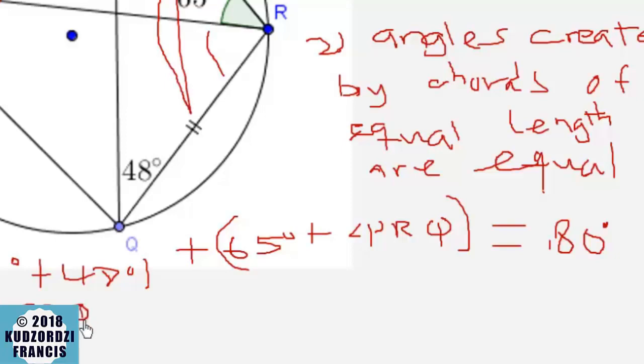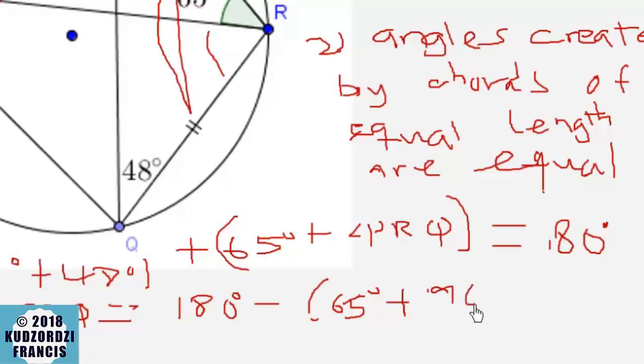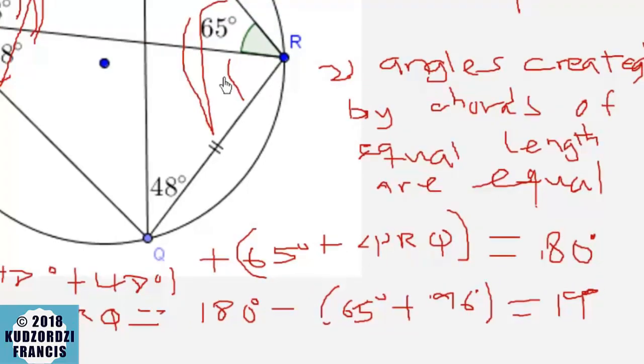Angle PRQ will be equal to 180 degrees minus (65 degrees plus 48 plus 48, which is 96 degrees). So 48 plus 48 gives us 96 degrees, and this will be equal to 19 degrees. So angle PRQ is 19 degrees.